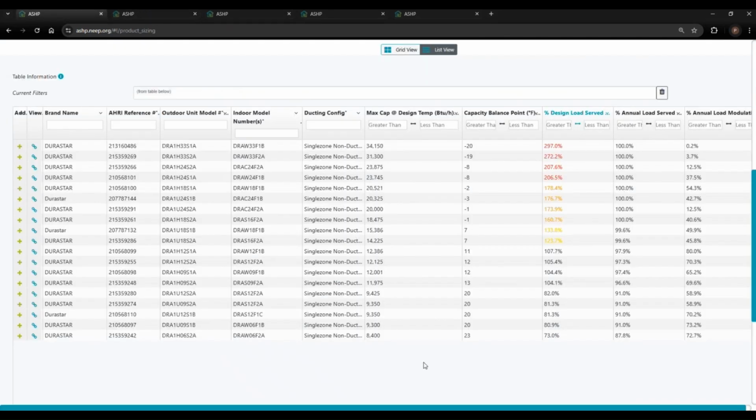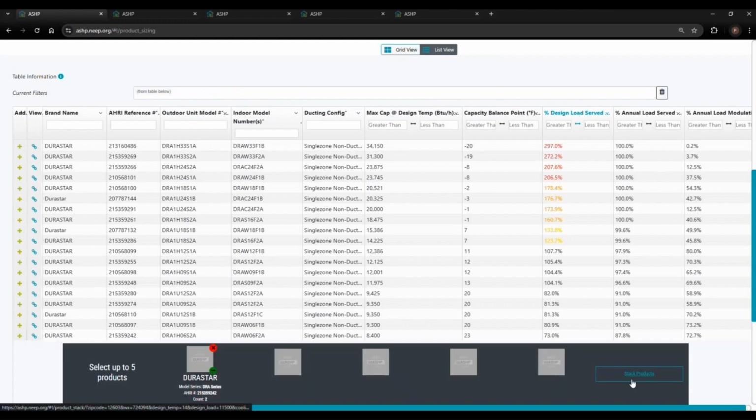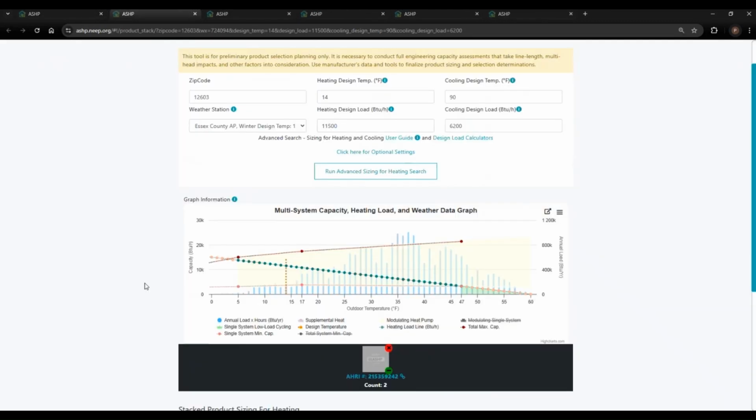To build a multiple compressor system, go about the selection as we did previously. For this multiple compressor system, I'm going to add two of the undersized pieces of equipment we previously looked at. Then I will click Stack Products. This multi-system capacity, heating load, and weather data graph shows no supplemental heat needed for annual operation and has a very small single system low load cycling zone.